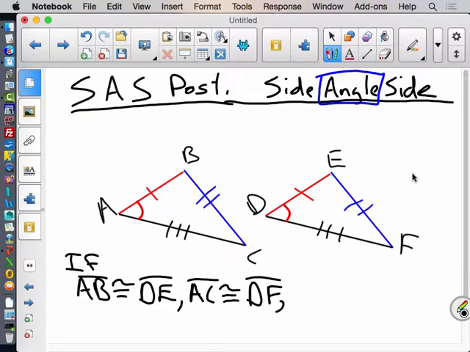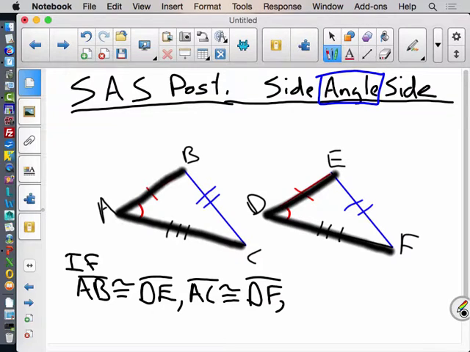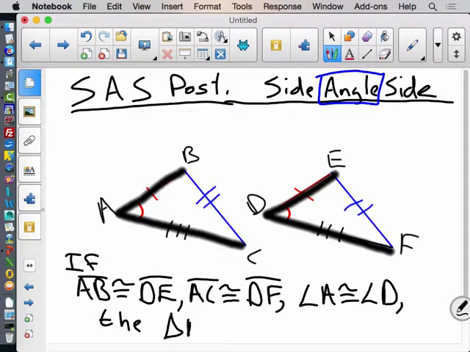So I'm saying that if this corresponds to this, and this corresponds to this, if I could prove the angle trapped between those corresponding sides is congruent, well then I can prove that this whole thing is congruent. So then if angle A is also congruent to angle D, then triangle ABC is congruent to triangle DEF.